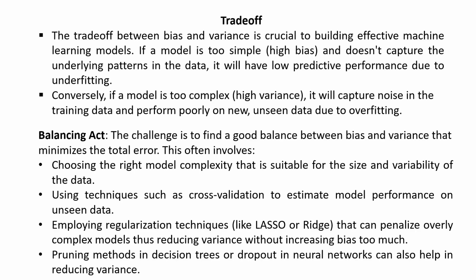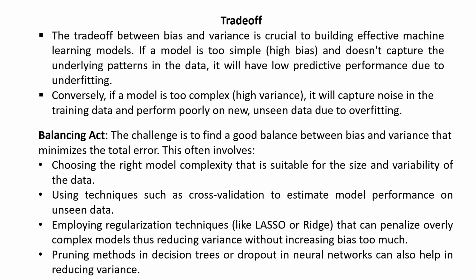So what is the trade-off we face between bias and variance? The balance between bias and variance is crucial to building effective machine learning models. If a model is too simple, the bias will be very high. Since it does not capture the underlying pattern in the data, it will have low predictive performance due to underfitting. Predictive performance will be very low.